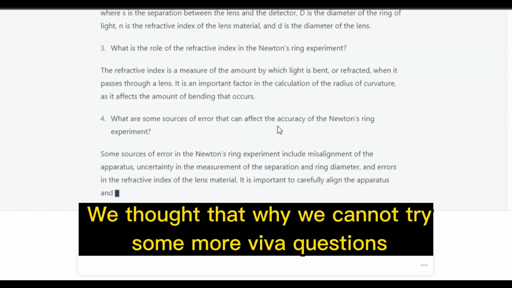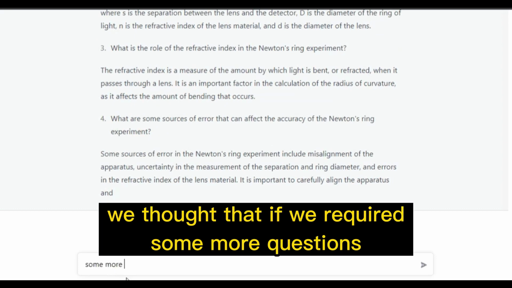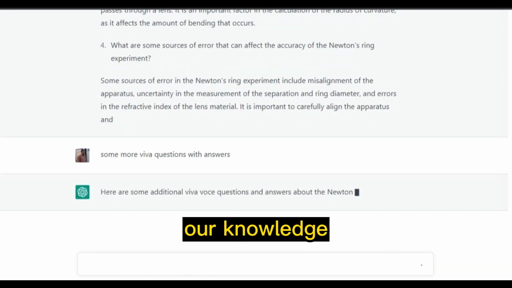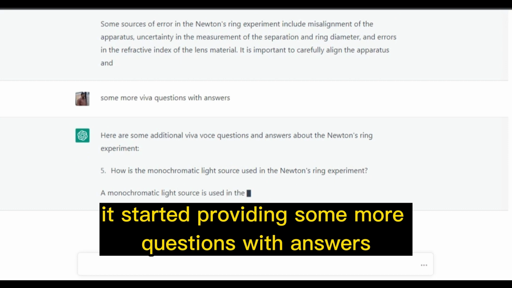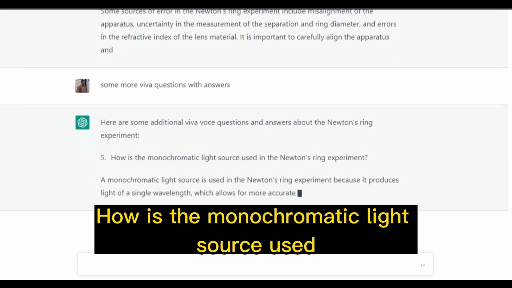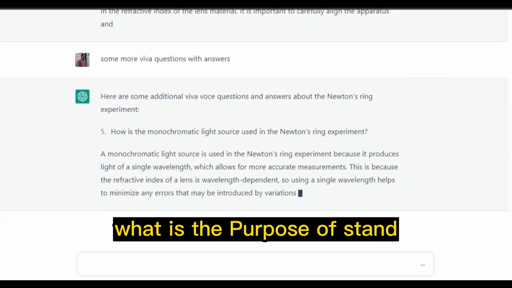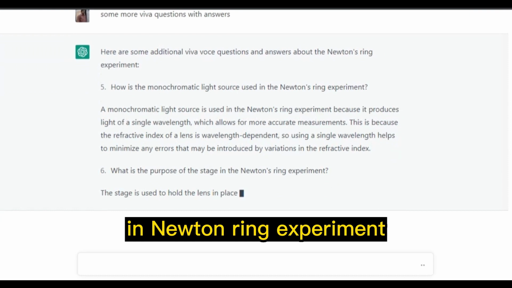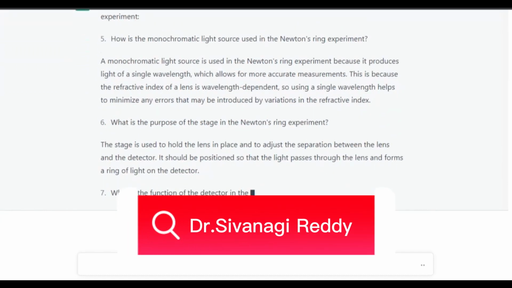Then we thought, why can't we try some more Viva questions with answers? We required some more questions, so we entered the same thing. To our surprise, it started providing some more questions with answers which are different from the previous ones. How is the monochromatic light source used in Newton's ring experiment? What is the in Newton ring experiment? Then what is the function of the detector in the Newton ring experiment? How do you ensure that the apparatus is aligned in the Newton ring experiment?